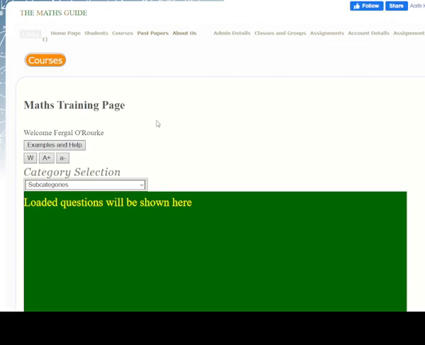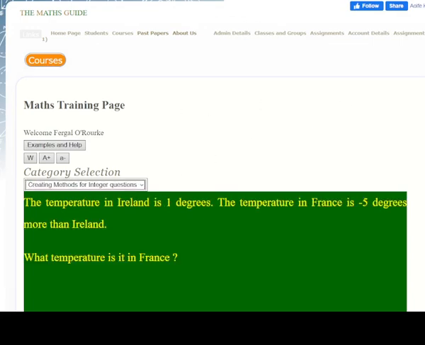Okay, so today let's have a look at creating methods for integer questions. So in this question, it tells you that the temperature in Ireland is 1 degrees and the temperature in France is -5 degrees more than Ireland. What temperature is it in France?